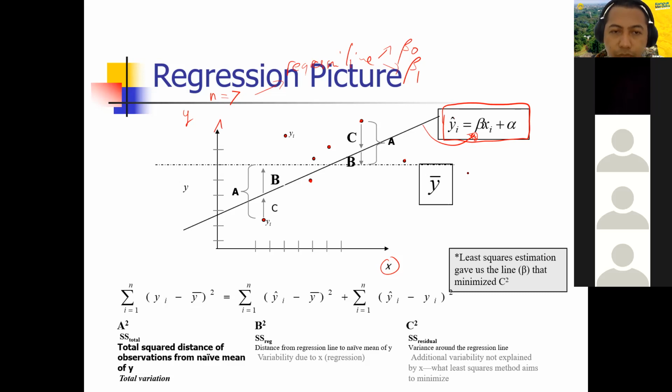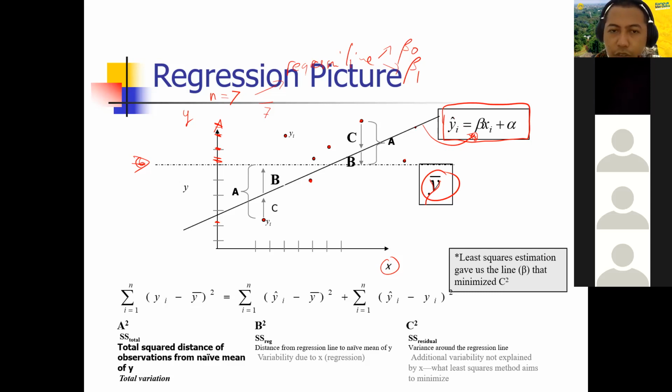And then, still in the figure, please look at this dash line here. The dash line represents the average of y. The average of y means the value here plus the value here plus the value here, and so on, the total of 7 values, and then divided by 7. You get this value.